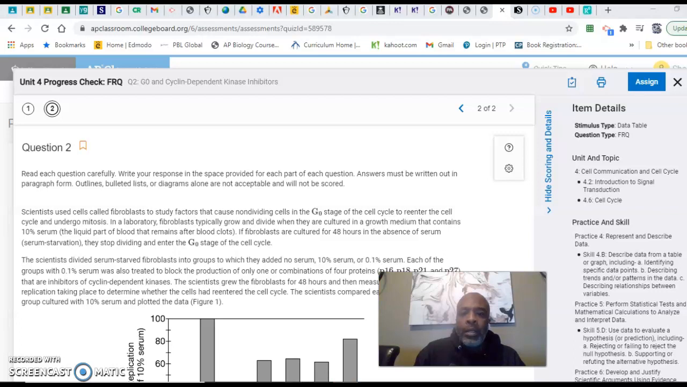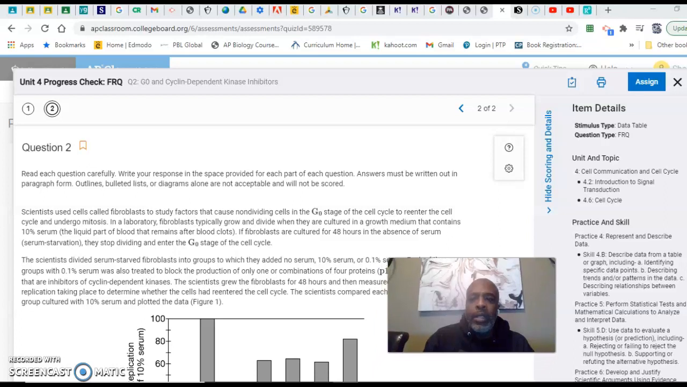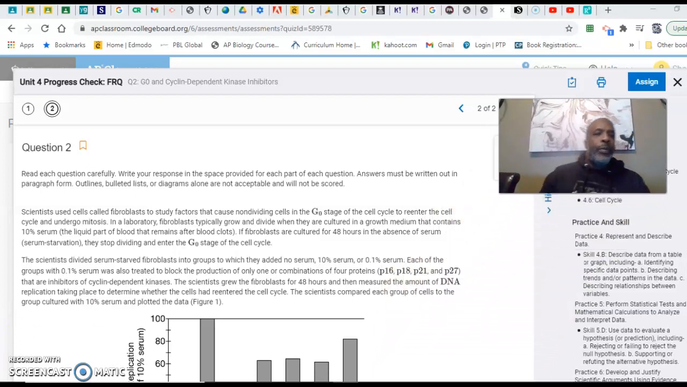Okay, so we're going to tackle this second question here, this free response question, and it's talking about cyclin dependent kinase inhibitors. A couple of things you need to grapple with. If cyclin dependent kinases are present and uninhibited, then DNA replication will occur.